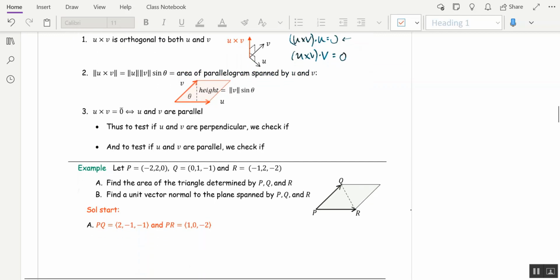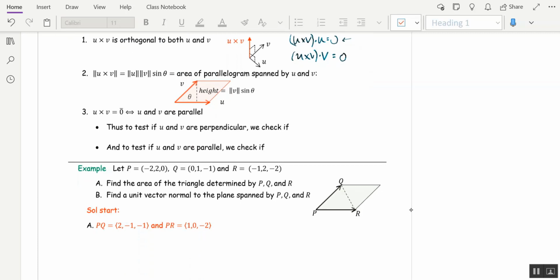And then finally, u cross v is the zero vector if and only if u and v are parallel. So now we have a test for perpendicular and parallel. The test for perpendicular is if u dot v is 0, and the test for parallel is if u cross v is the zero vector.